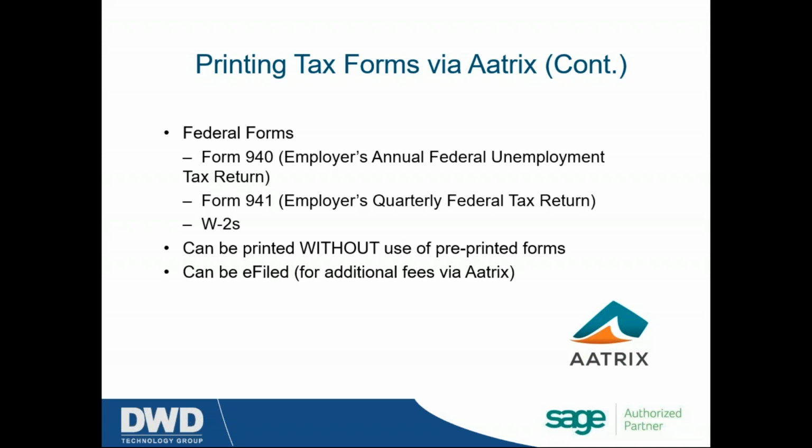You can print those without pre-printed forms. That means if you go out and just buy the perforated paper, the 4-part, I believe it is, it will print all the lines and all the verbiage on there for your W-2s, okay? And you can e-file those as well.